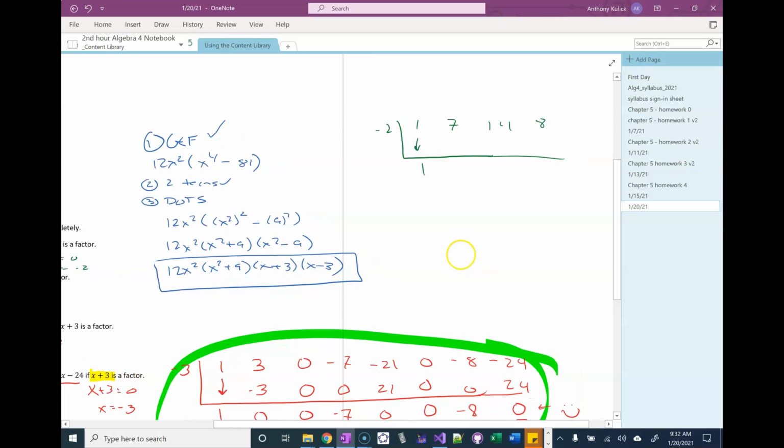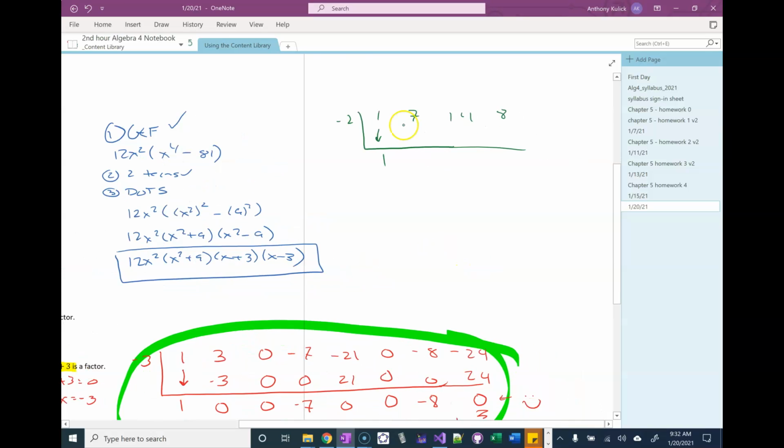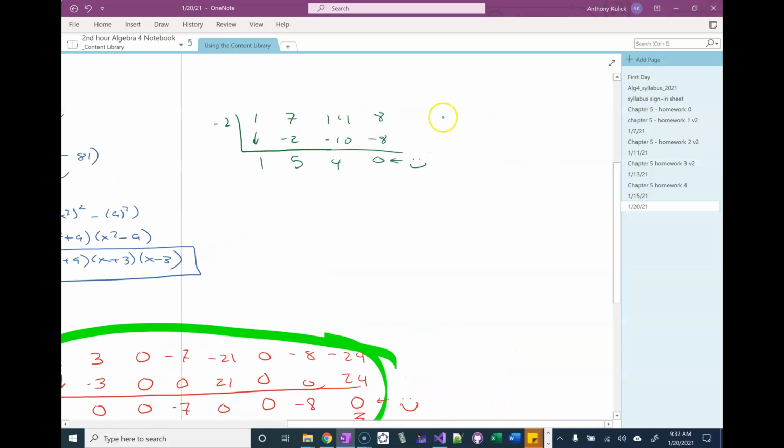And then I take the number on the outside, multiply the number underneath, put it in the next empty spot, and add down. And just keep repeating that process until I've run out of spaces. So -2 times 5 is -10. 14 plus -10 is 4. -2 times 4 is -8. 8 plus -8 is 0. Got that remainder 0, which I was hoping for.